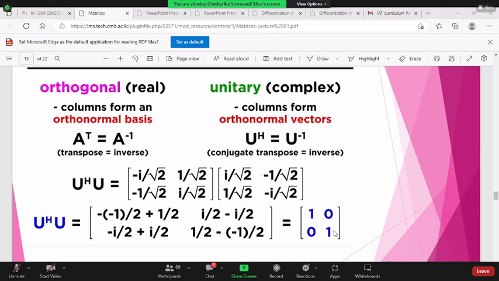So you will end up with an identity matrix.